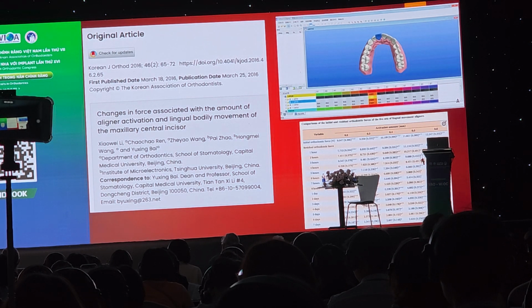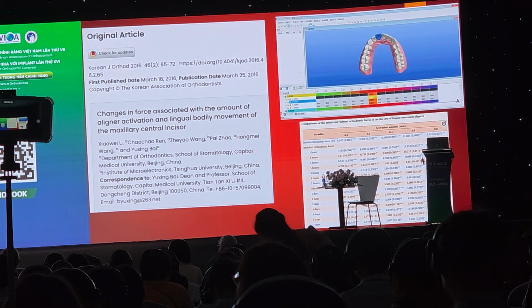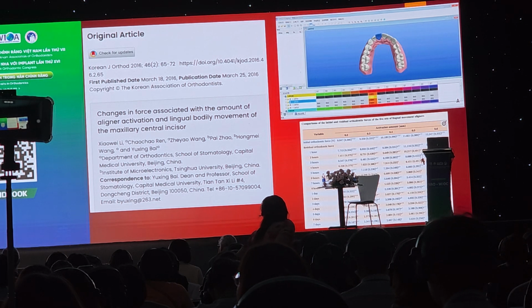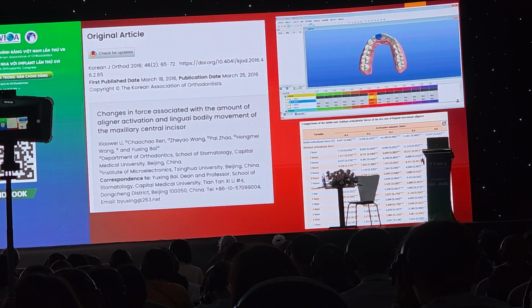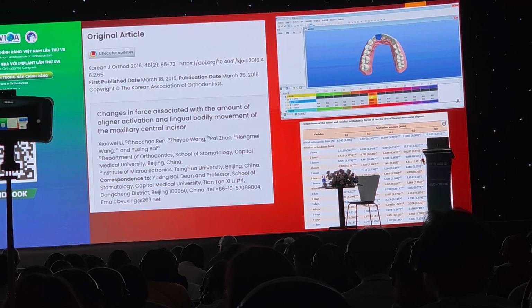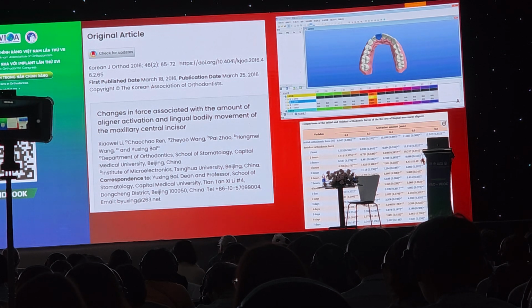So for example, we are going to use 0.3 millimeters of activation. If you use this activation, you start with a force of about 890 grams. What happens to this force? In 7 hours, it is 490. It's lost. Why did it lose?